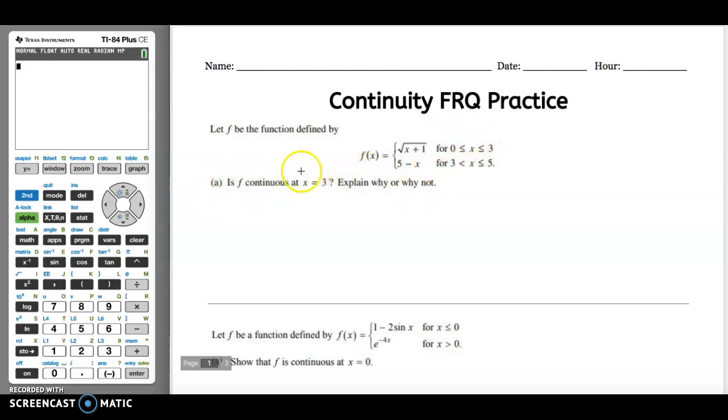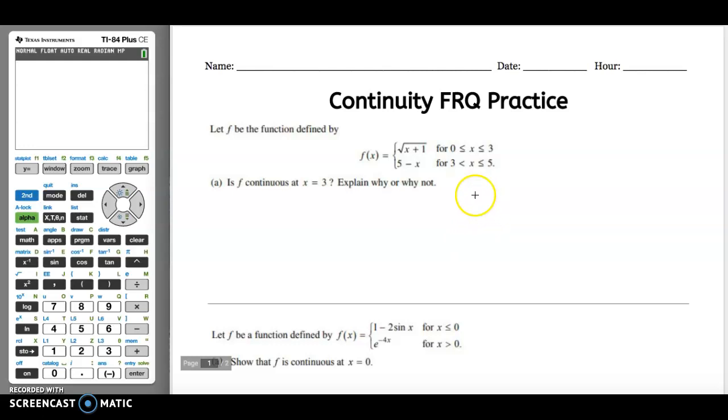In calculus, an FRQ normally has parts A, B, C, D. So this would be part A for this function. And then we're going to go through them. And then at the end, we'll look at the scoring guidelines, so you can kind of see what you would get credit for, what you wouldn't get credit for, where it'd be easy to lose points, that sort of stuff.